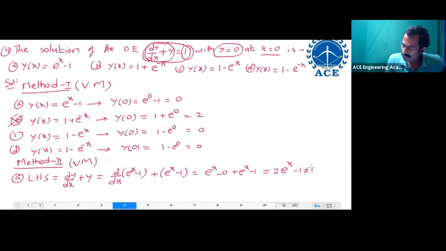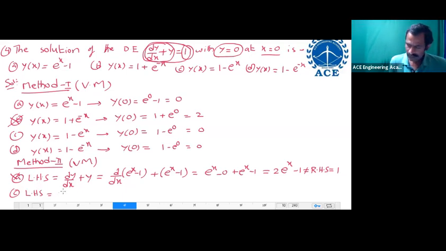This is not equal to RHS of the differential equation 1. So the first option is not satisfied with the differential equation. So A is wrong. B is already wrong with the condition. Now let us go to the option C.